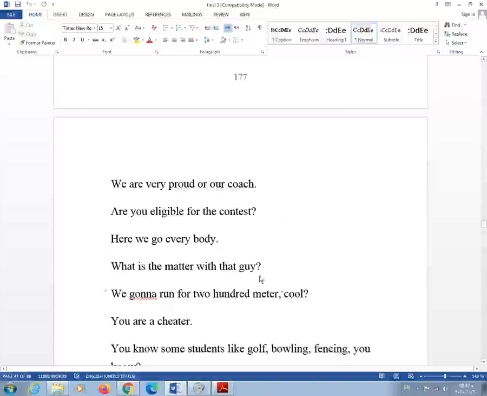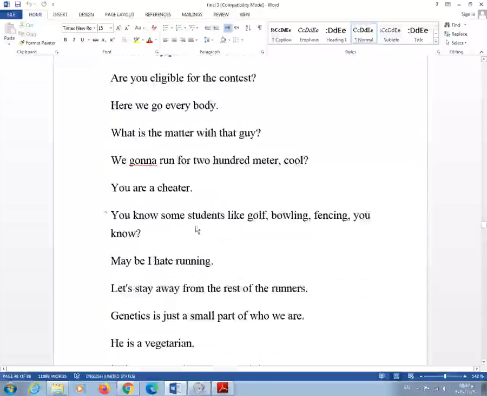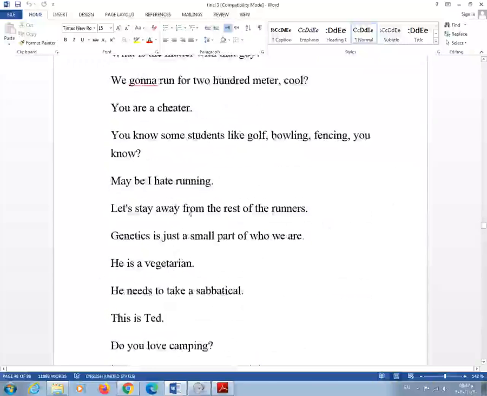Okay. Falling intonation. Okay. We're gonna run for 200 meters. Cool. Rising intonation. Hands up. You're a cheater. Falling intonation. Hands down. Some students like golf, bowling, fencing, no, checking, rising intonation. And of course here rising and then rising also.